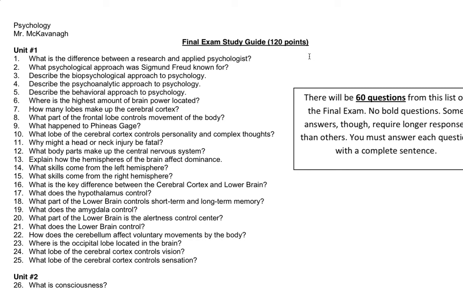Number 23, where is the occipital lobe located in the brain? It is located in the back of the brain and contains the visual cortex. Number 24, what lobe of the cerebral cortex controls vision? It is called the occipital lobe. Number 25, what lobe of the cerebral cortex controls sensation? It is called the parietal lobe.